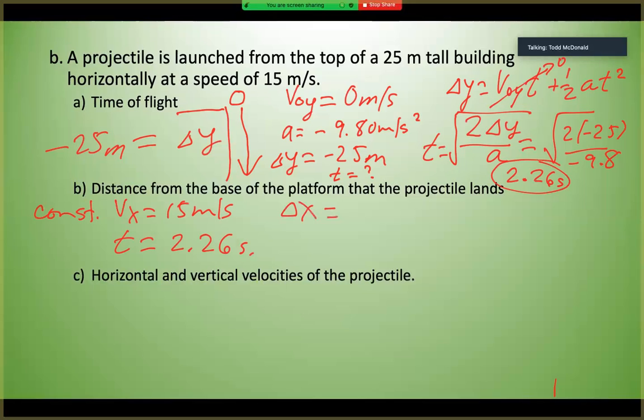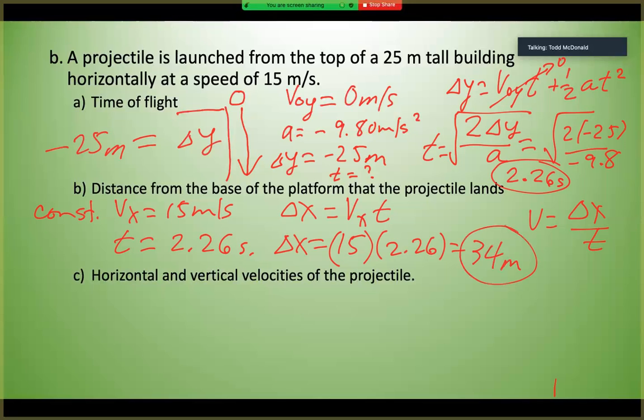Well, we have an equation for that. Remember, velocity is just displacement over time. So we can do Vx times t, and that's going to give us our horizontal displacement. So we take our 15 meters per second, and we say, okay, it's traveling 15 meters per second for 2.26 seconds. So we multiply these two together, and we get 33.88 meters. Okay, so we are treating the x and y separately.